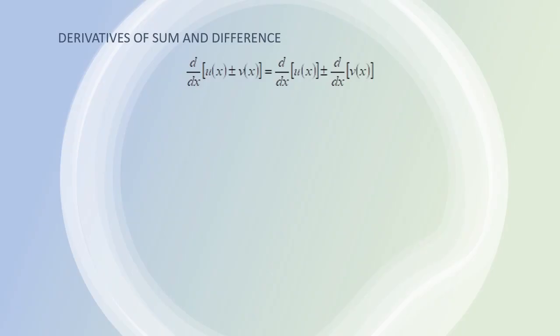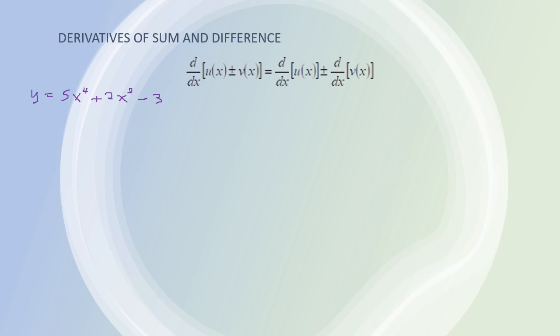First, we look at derivative of sum and difference. Look at this example. We have y equal to x to the power of 4 plus 2x squared minus 3. We want to differentiate this function with respect to x. So this function involves sum and difference. So we can differentiate one by one.